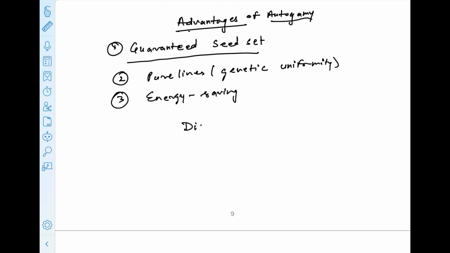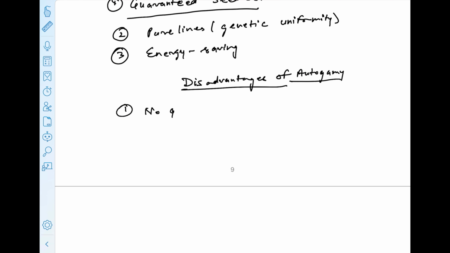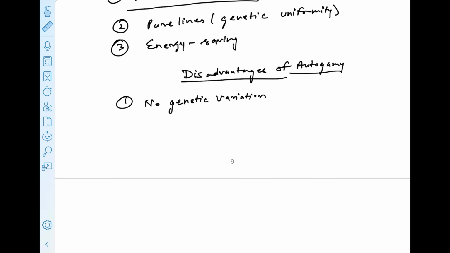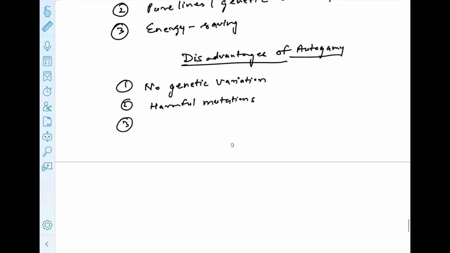What are the disadvantages of autogamy? No genetic variation, right? Because offspring are clones of the parent, and it may lead to accumulation of harmful mutations. And the third disadvantage is less adaptability to environmental changes because no genetic variation is taking place.